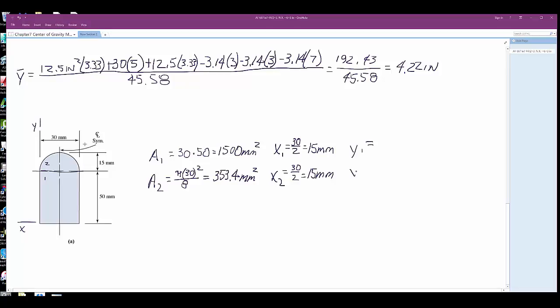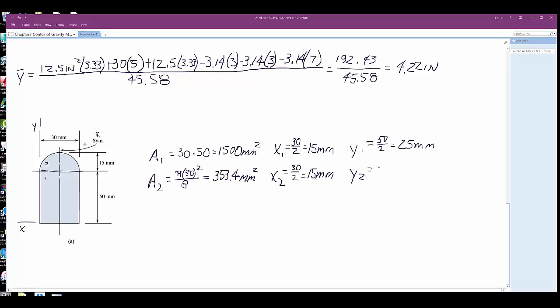Y1 and Y2. Now these we're going to be dealing with measuring off of the x-axis. So for Y1, it's going to be the height divided by 2, so it's 50 divided by 2 equals 25 millimeters.